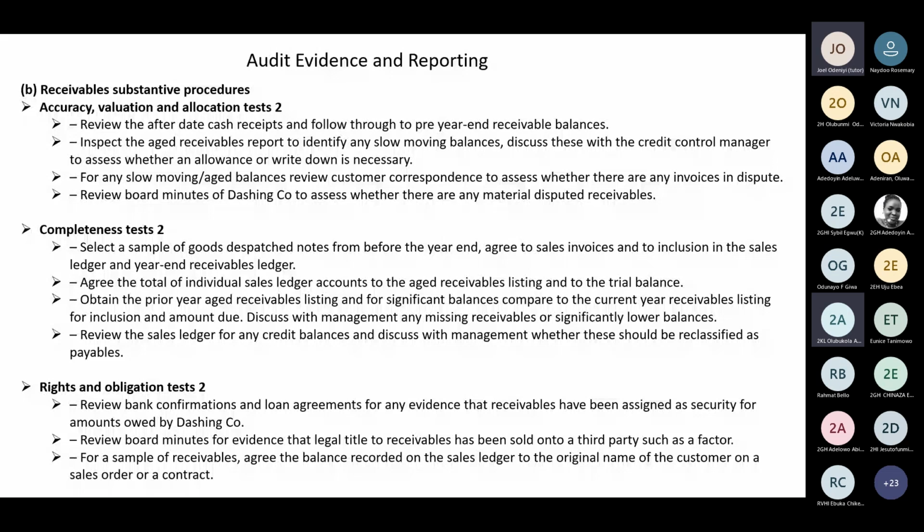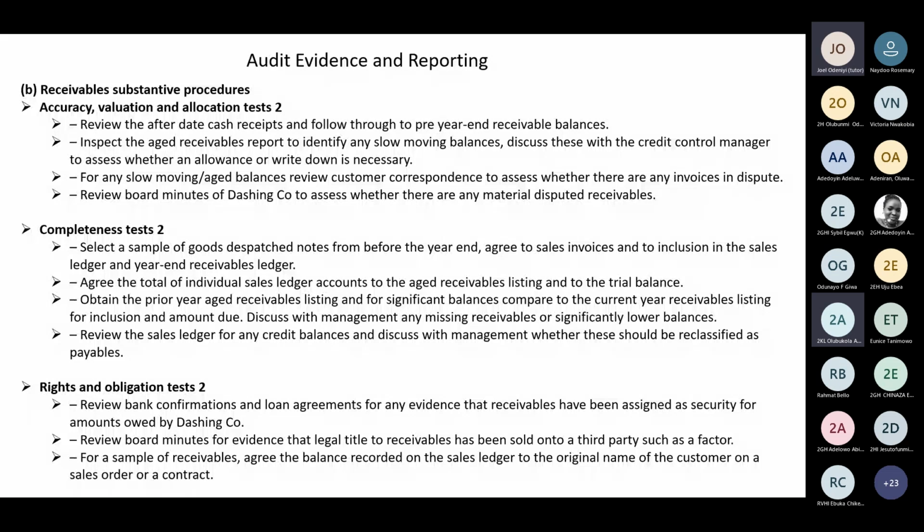That really does help us confirm valuation. Okay. Inspect the aged receivables report to identify any slow-moving balances. Discuss this with the credit controller, the credit control manager, to assess whether an allowance or write-down is necessary. So somebody talked about making an allowance. So this is always a valid procedure when it comes to valuation, right?